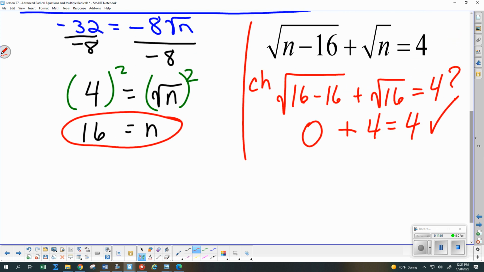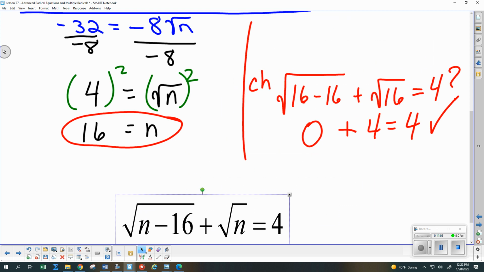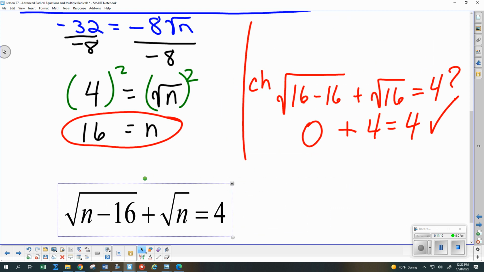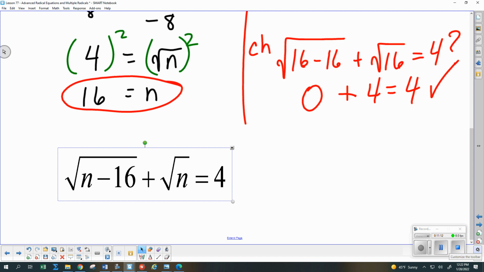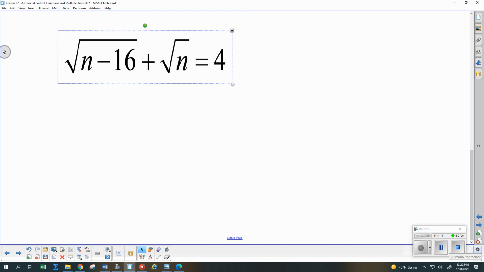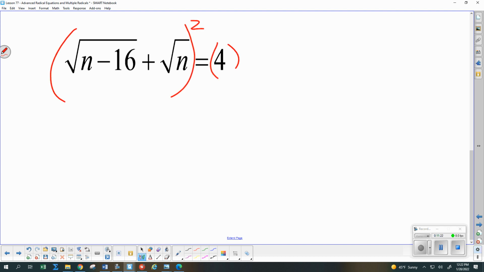Now, I was asked an interesting question last period. It's actually a very good question and a mistake that it's very easy to want to make. And so I just want to clarify that with you. You cannot say, oh, I'm just going to square both sides and say that that means n minus 16 plus n is 16.